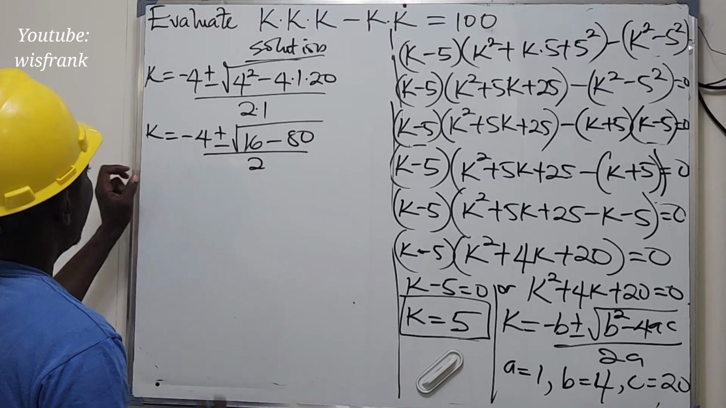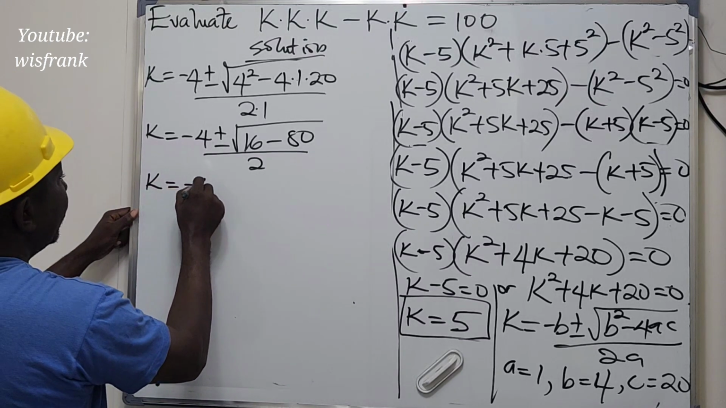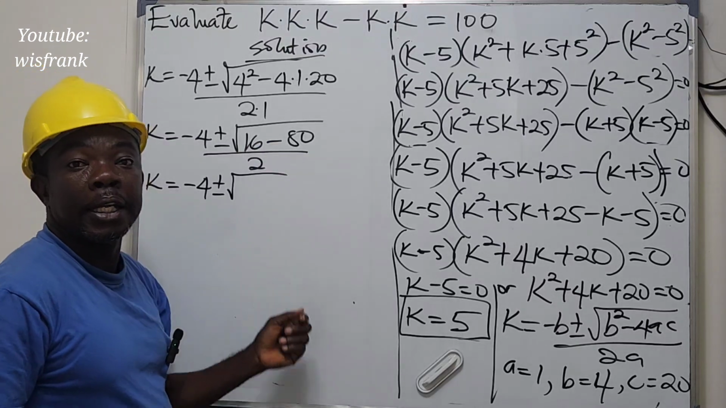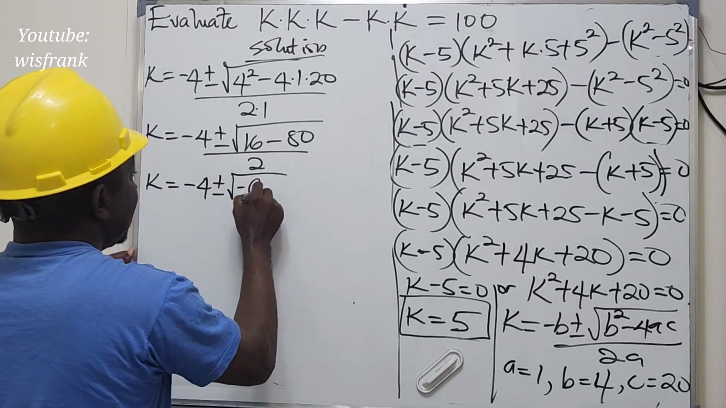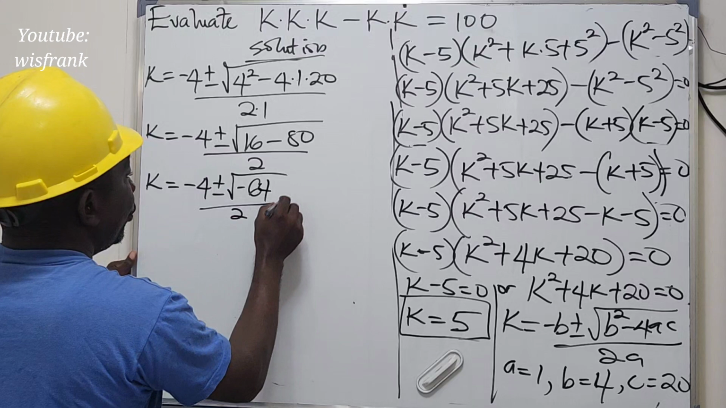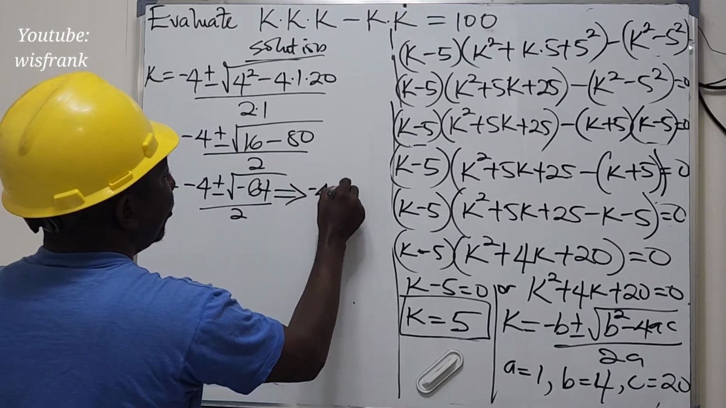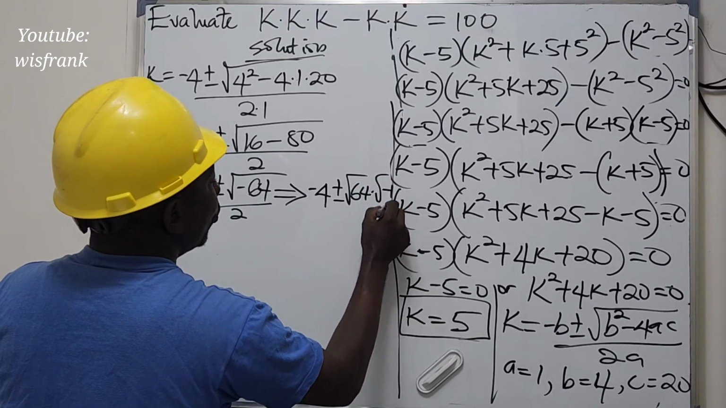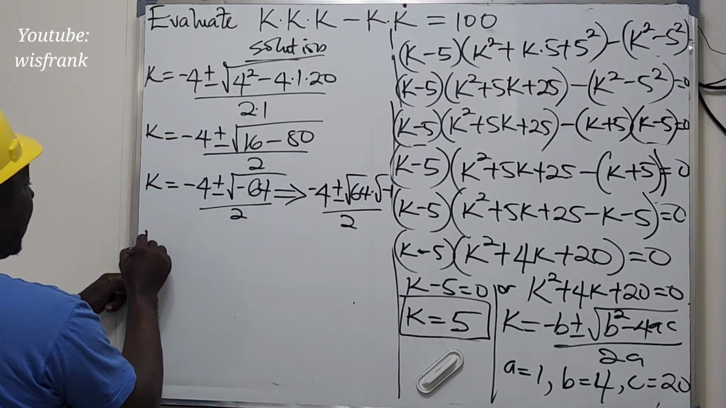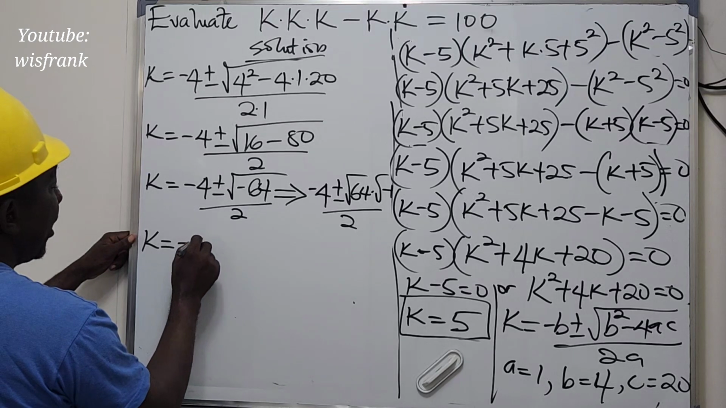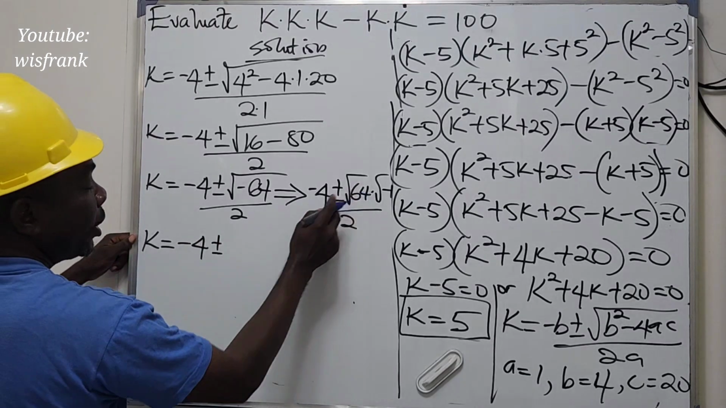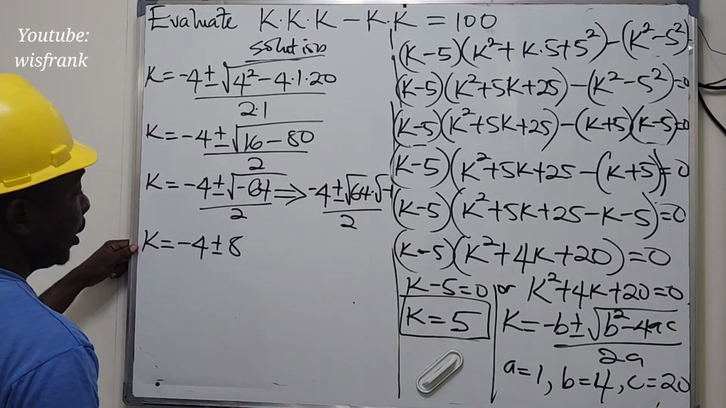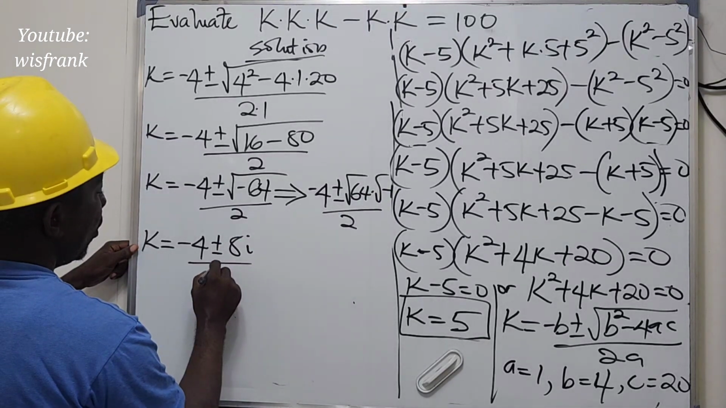So from here, we have that our k equals to minus 4 plus or minus square root of 16 minus 80 is going to give us minus 64, all over 2. So this is the same thing as minus 4 plus or minus root 64 times root minus 1, all over 2. So here k is the same thing as minus 4 plus or minus root 64 is the same thing as 8. Then we have root minus 1 is i. So this is all over 2.